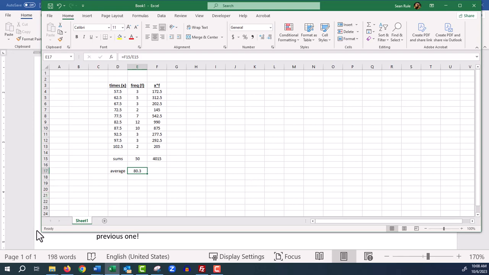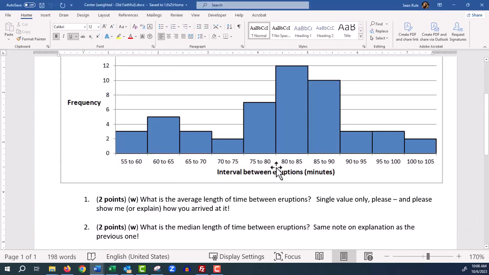80.3. Now I'm going to go back and look at the graph real quick. 80.3 is almost exactly on this line. 80 is the dividing line. It's just barely in this bar, but I'm going to round it off to the nearest whole minute and say it's this line right here, right?